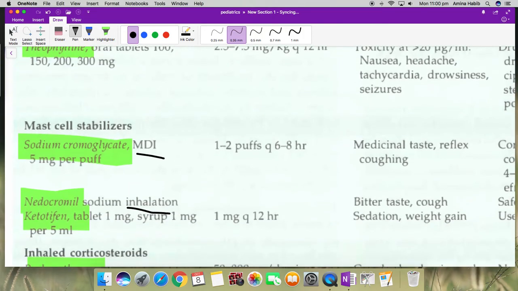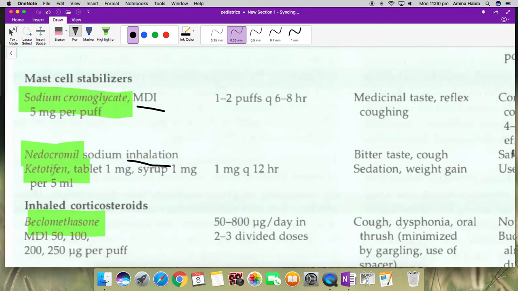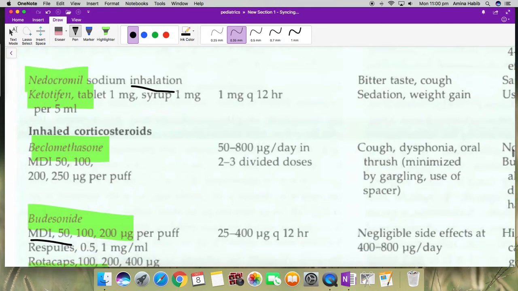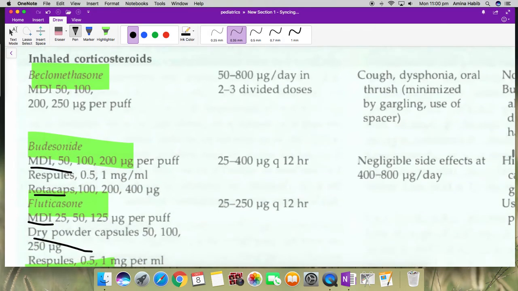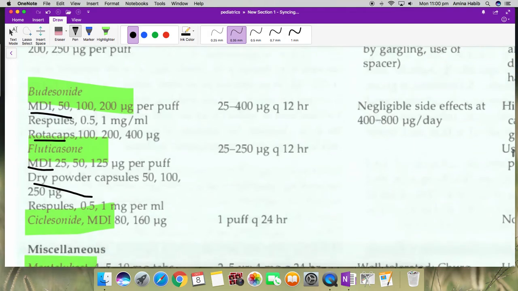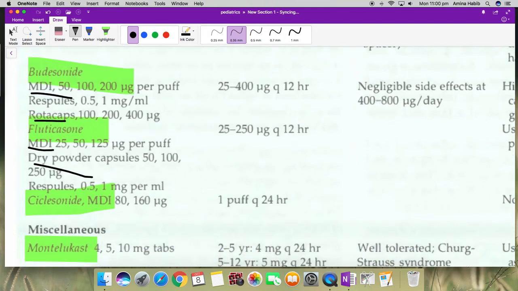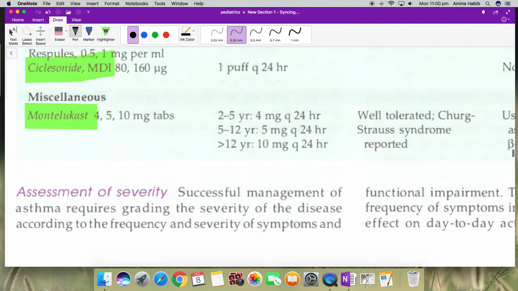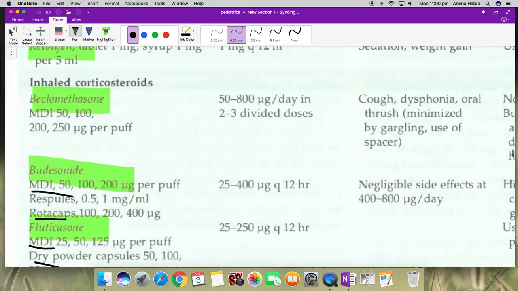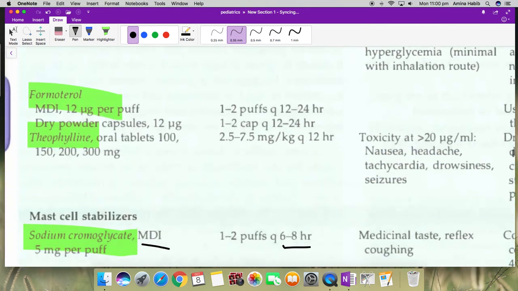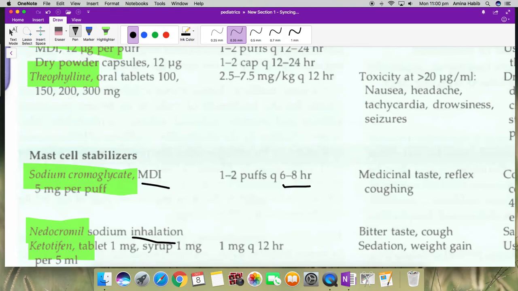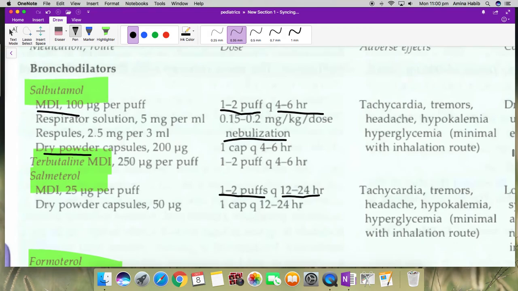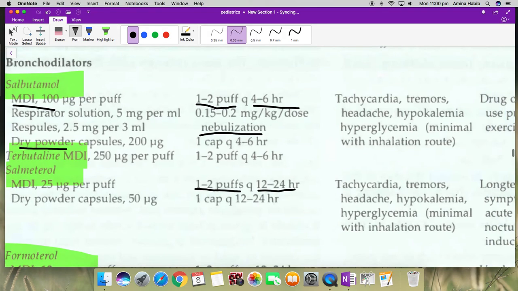Theophylline you can give in 2 divided doses, means twice a day. Cromolyn sodium you can give 3 to 4 times a day. Nedocromil, 1 to 2 times a day. Beclomethasone 2 to 3 doses. Budesonide BD, fluticasone BD, ciclesonide OD, montelukast also OD. So most are BD or OD. The few which you have to give more frequently are cromolyn sodium, 3 to 4 times a day, and similarly the short acting ones, salbutamol and terbutaline, 3 to 4 times a day.